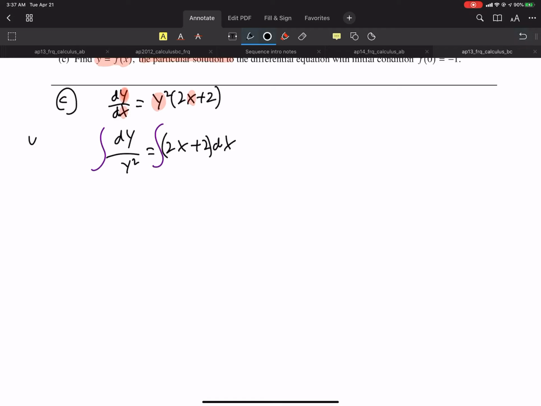Don't do things out of habit. This is a rewrite situation. You're going to move the y to the top. On the right side, I'll find the antiderivative. It's just x squared plus 2x, and I need the plus c.